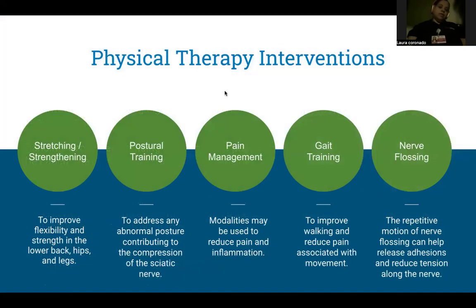So some physical therapy interventions that we may see in the clinic are stretching and strengthening, because again, we want to improve the flexibility and the strength in our lower extremities. It's not just the posterior chain, but also the anterior chain. We want to treat the leg as a whole. Postural training, like I said, we want to promote a posterior pelvic tilt in order to decompress that nerve that comes out of the lumbar spine.